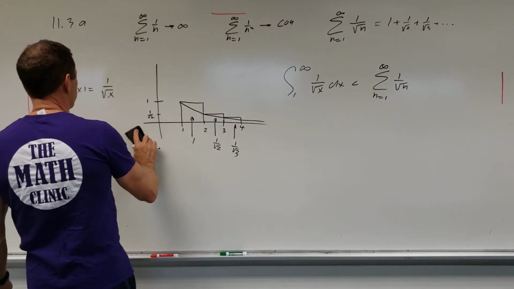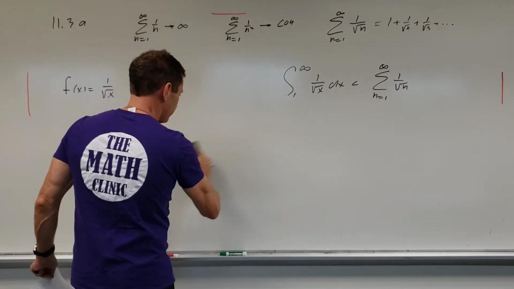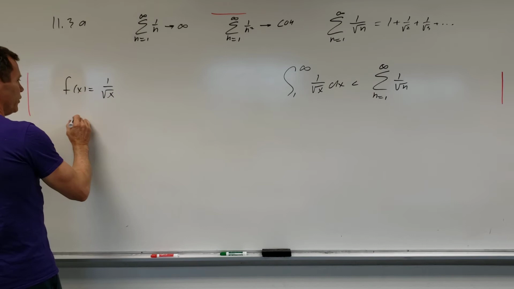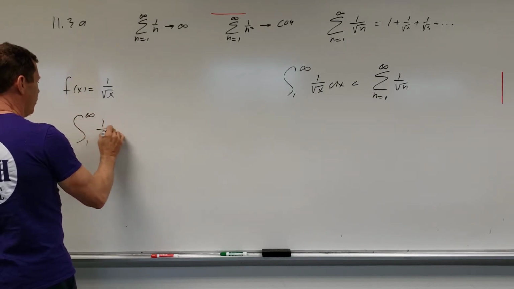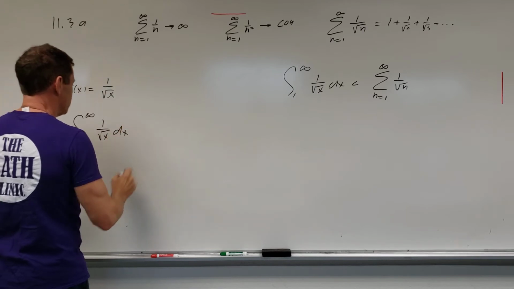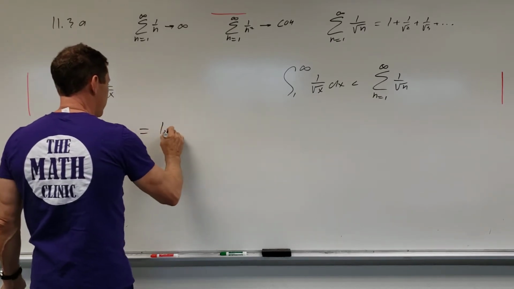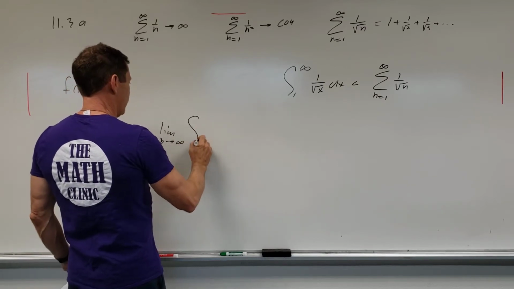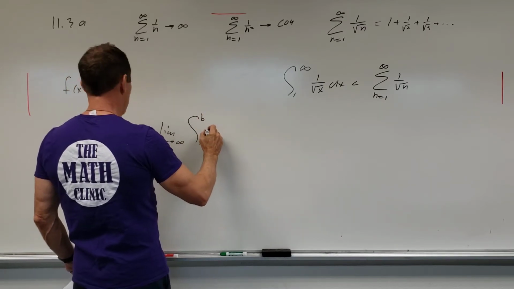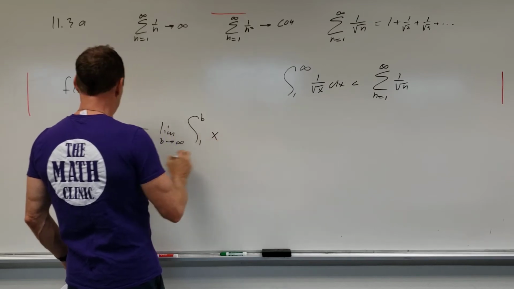So I'm going to erase our picture here. So let's look at this integral. The integral from 1 to infinity of 1 over square root of x dx. Okay, that equals a limit. B goes to infinity. Integral from 1 to b. I'm going to write that as x to the minus 1/2.